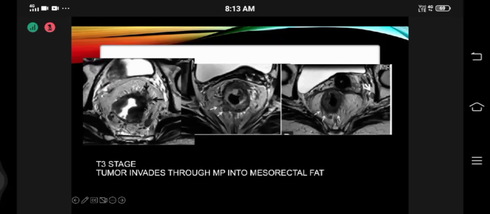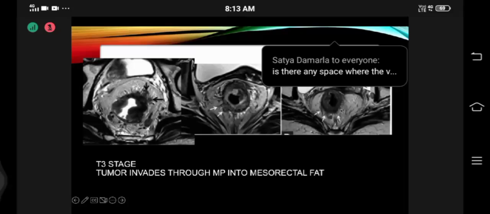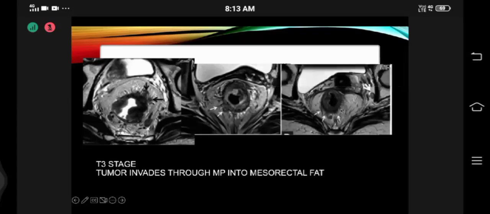So this is a T3 stage where the tumor is extending beyond the muscularis propria. You can see this is beyond the muscularis propria, and sometimes there will be a desmoplastic reaction which might mimic an extramural extension. So if there is direct tumor budding, or you can see nodularity or intermediate signal intensity, then you might call it a T3. And if it is very thin spiculated lines, then it might be a desmoplastic reaction.